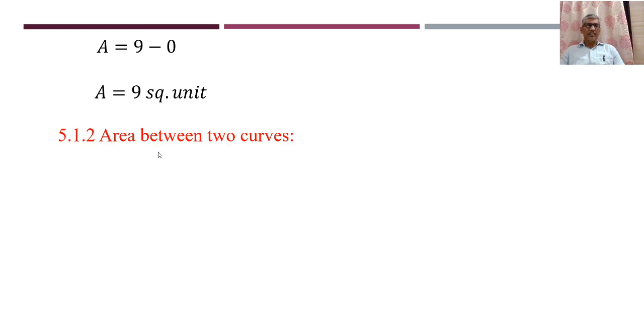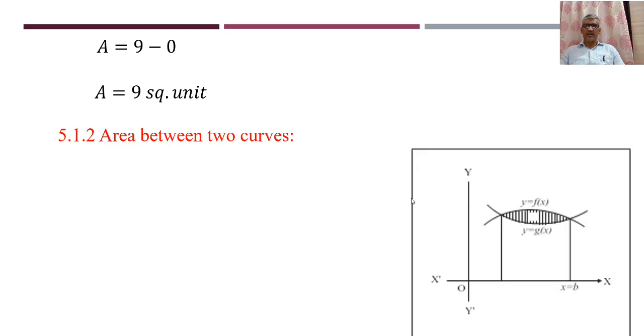Second application, area between two curves. Here the first curve is y equal to f of x in the figure, and this is y equal to g of x. Then the area between these two curves is this shaded portion. How can we find this?